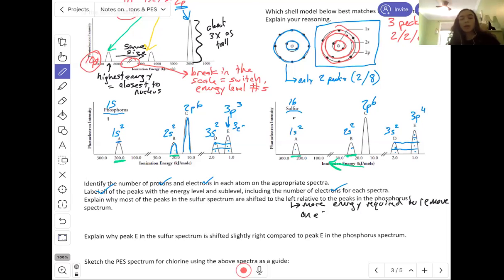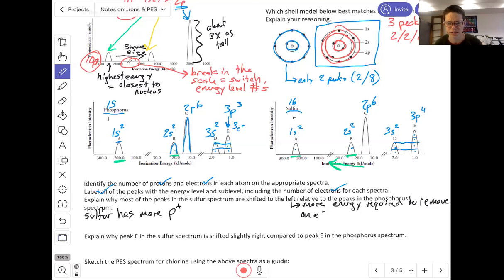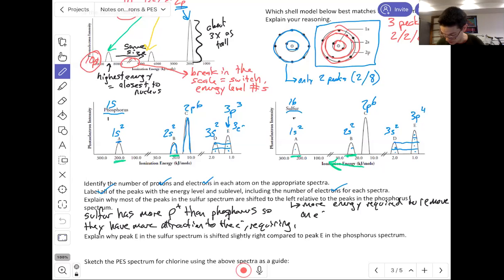Sulfur has more protons, so they're exerting a greater force over all of the electrons. All right, so I'm using P plus for proton because I just want to save space. So sulfur has more protons than phosphorus. So they have more attraction to the electrons, requiring more energy to remove.